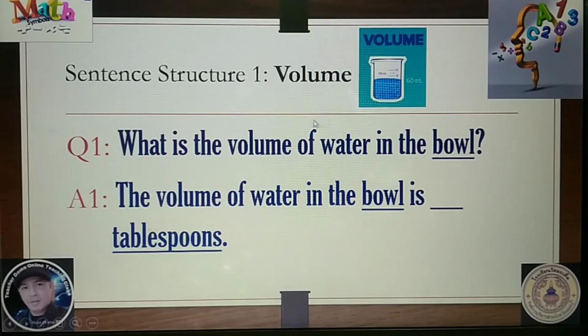Sentence structure number 1. Volume. What is the volume of water in the bowl? The volume of water in the bowl is tablespoons.